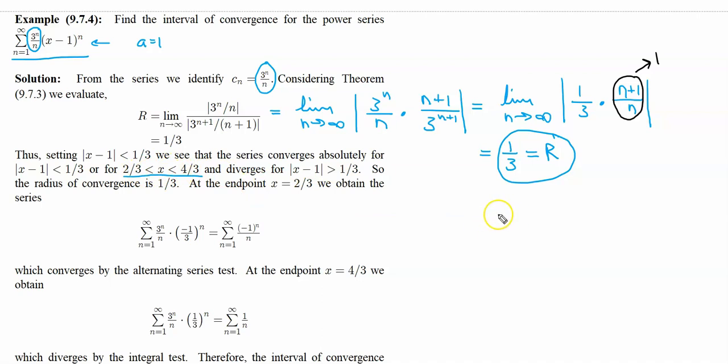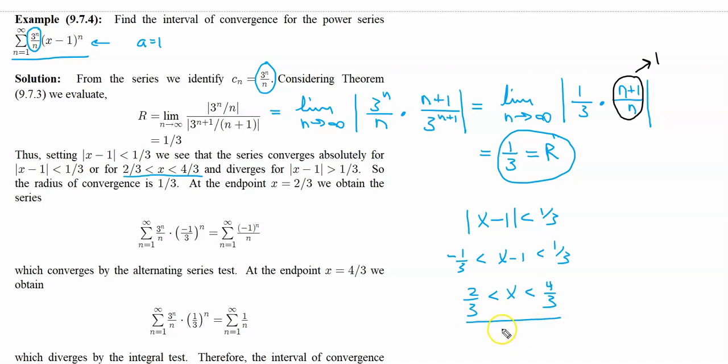Once again, notice that you get that by simply taking this interval and simply writing it like this, and then adding 1 to both sides, right? 1 plus 1/3 is 4/3, and 1 minus 1/3 is 2/3. Okay, so that's how you get this. So in this interval, you have absolute convergence.